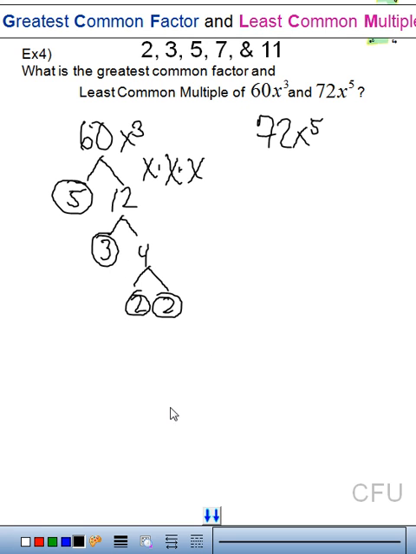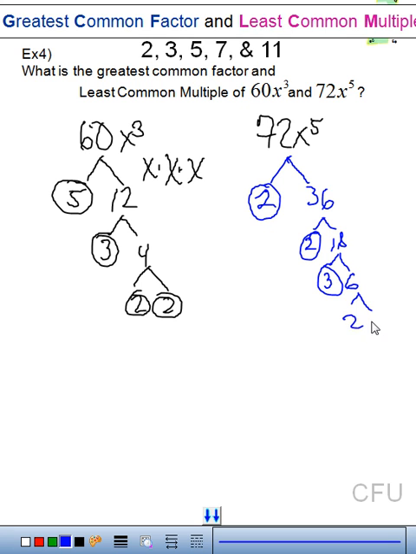Okay. Next, I'm going to do the same thing for 72. 72 could be divided by 2, yes. How about by 3? I'm going to start with 2. 2 times 36, and 36 is 2 times 18, and 18 is 3 times 6, yes? And this one is 2 times 3. I just went a little bit different route. And x to the 5th in factor form, how can we write that? X times x times x times x times x. So far so good? Yes, Mr. Chief. All right, good.